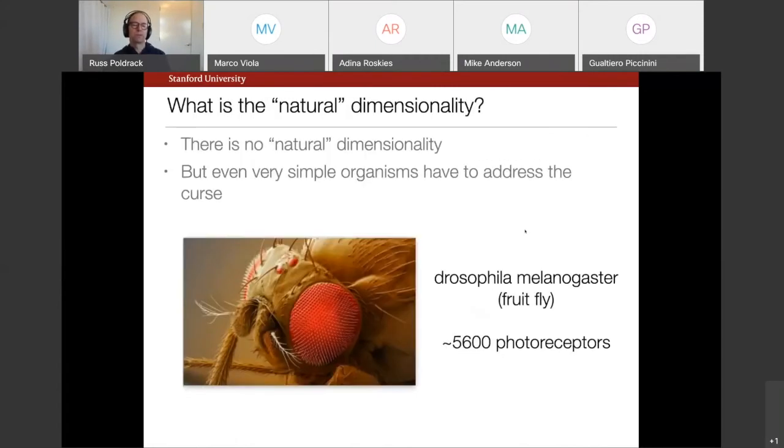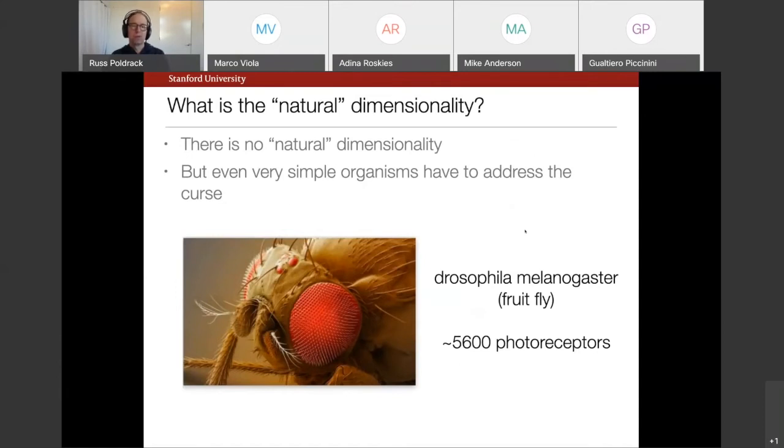One question that got raised, that Rosa Cow raised when I presented this at Stanford, is: but there's no natural dimensionality, right? How do you know what the right dimensionality is? And that's exactly right. There is no natural dimensionality. But the argument I want to make is that any organism that's going to behave in our world, with the physics that our world has, is going to have to address the curse of dimensionality.